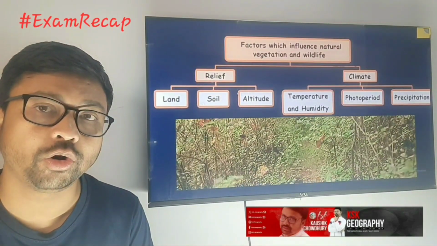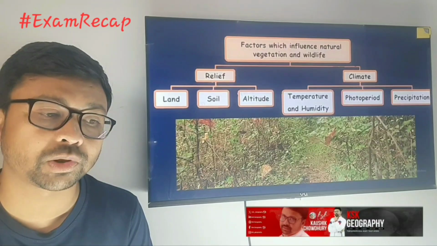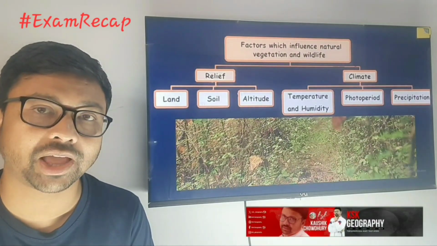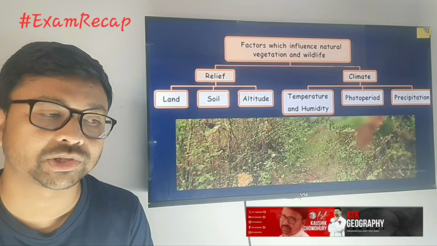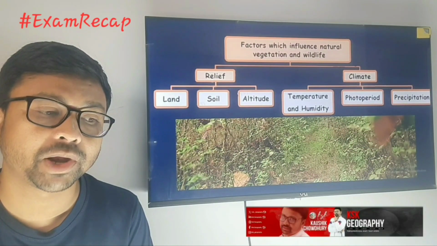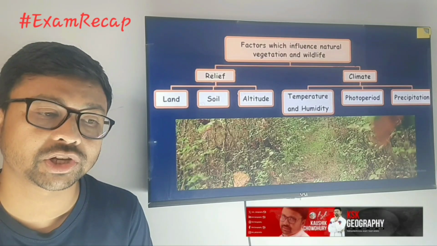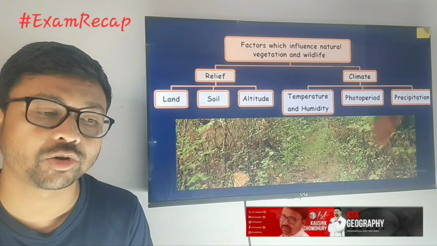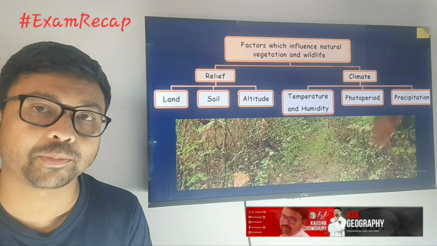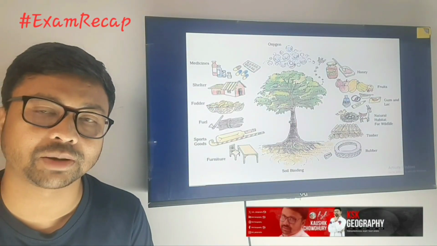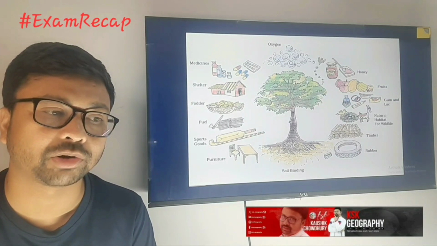Next, you need to know what the factors responsible for the growth of natural vegetation are. As I already mentioned, it depends on the climatic condition and physiographic features. So here, relief features like land, soil and altitude play an important role for natural vegetation. Similarly, climatic conditions, that is the temperature, humidity, photoperiods and the amount of precipitation, basically determine the types of natural vegetation that will be found in that particular area.